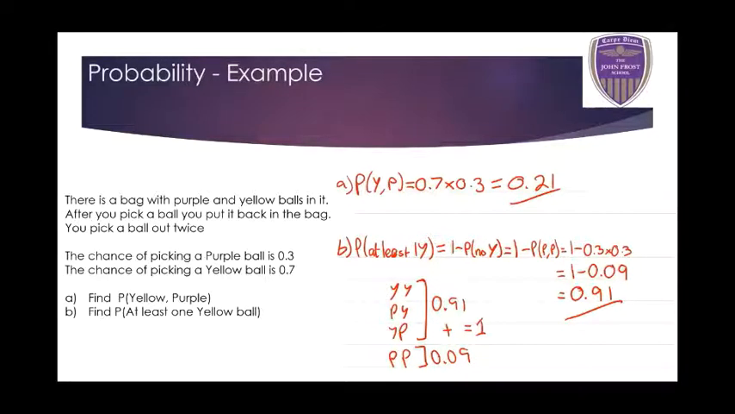So that's how we can use this little trick for finding at least one item if you do things 2 or 3 times in a row. Okay, nice little trick there. And you see that later on in the questions. Let's have a look at another example.